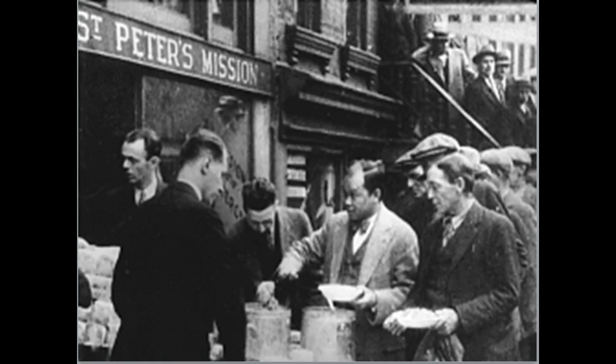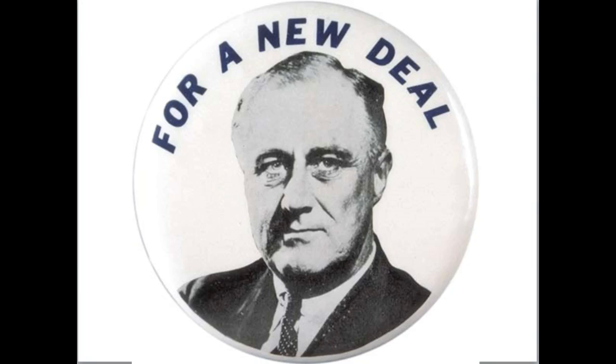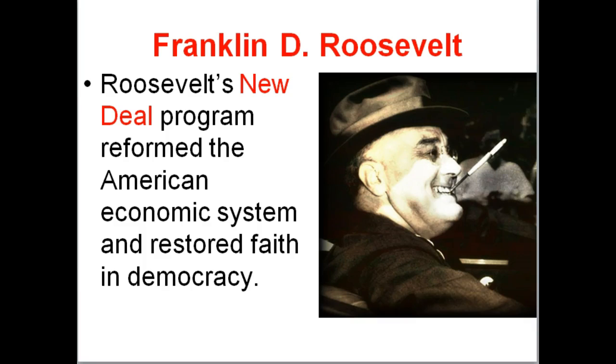We start to see soup kitchens being built in the United States to help provide people with a meal when they're unemployed. And eventually we get a new president, Franklin Delano Roosevelt, who is going to create a program called the New Deal, which is going to reform the American economic system and help restore faith in democracy. That's a basic overview. You'll learn more about the New Deal in U.S. history next year. It does help the United States move its way out of the Great Depression, although the biggest thing, of course, is World War II, which brings the United States out of the Great Depression.